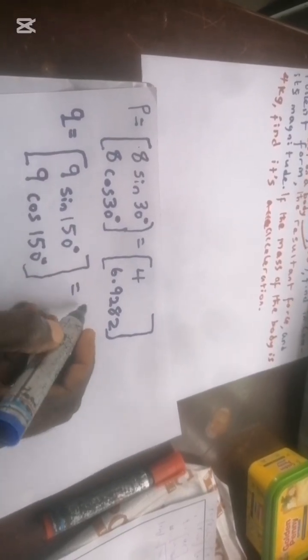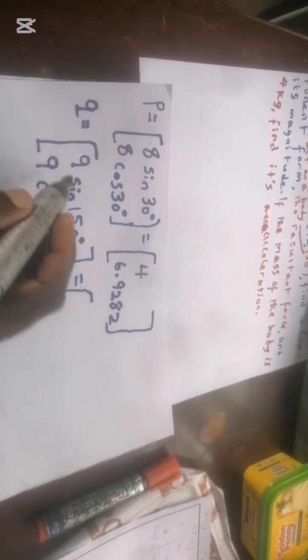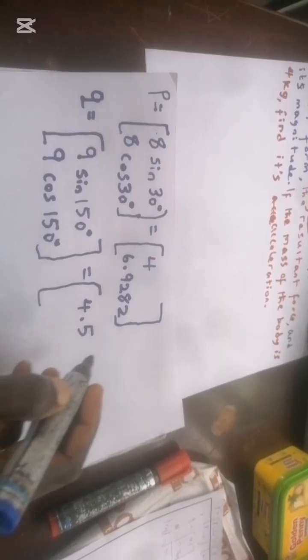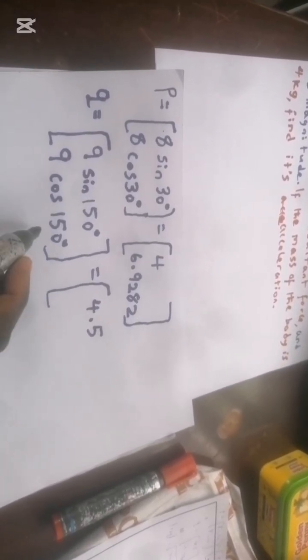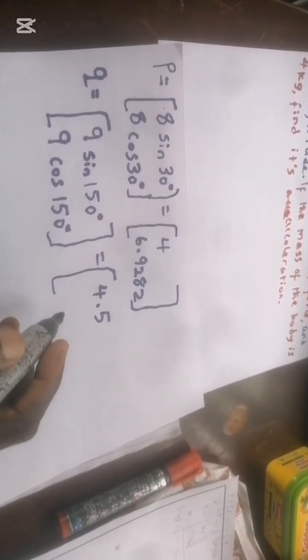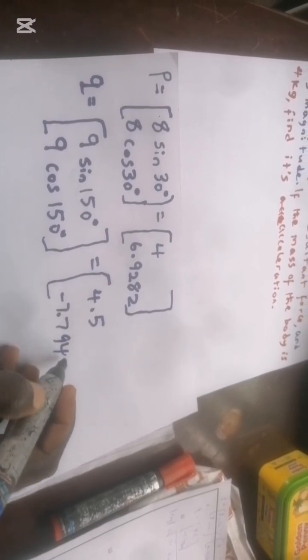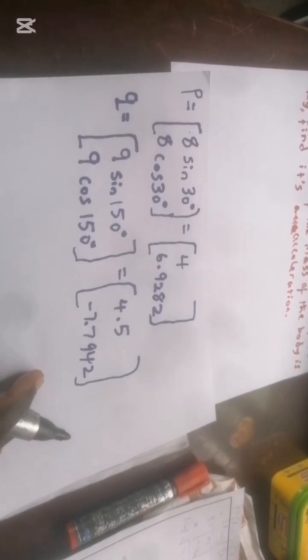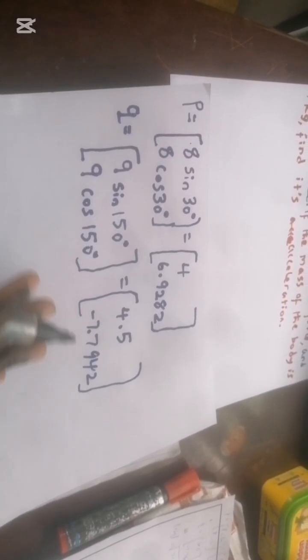Alright. So in the calculator, you will press 9 times sine 150. What would that give you? In calculator, you get 4.5. In the same calculator, you press 9 cos 150. And what would that give you? The calculator will give you negative 7.7942. Now, you are free to confirm everything I've typed in the calculator. Do you understand? So now I'm done with everything.